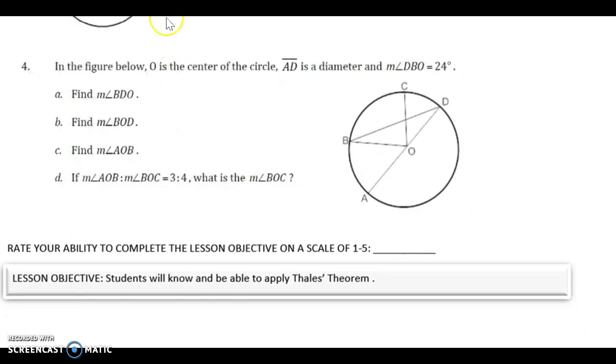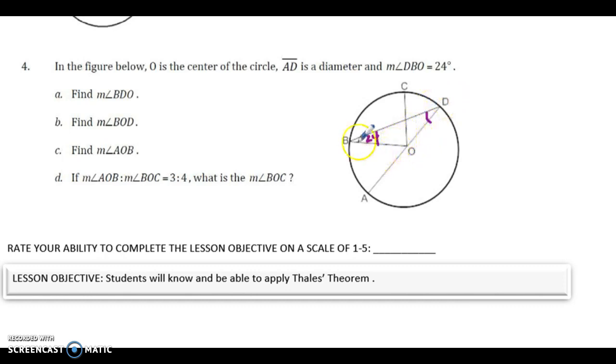Question number 4 says, in the figure below, O is the center of the circle. AD is the diameter, so AD, obviously going through point O, is the diameter, and the measure of DBO is 24, so I'm going to put 24 in here as that angle. We've got to find a couple other angles here. It says find the measure of BDO, which is this angle here, and BOD.